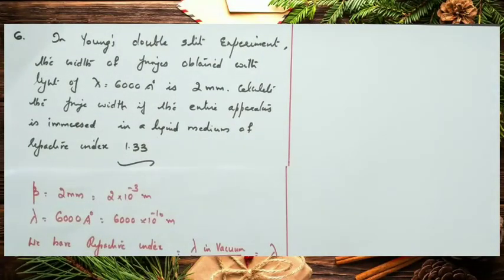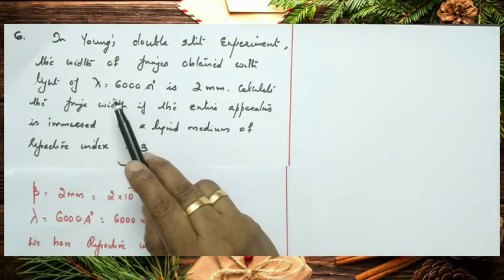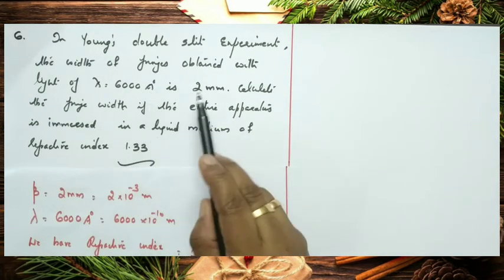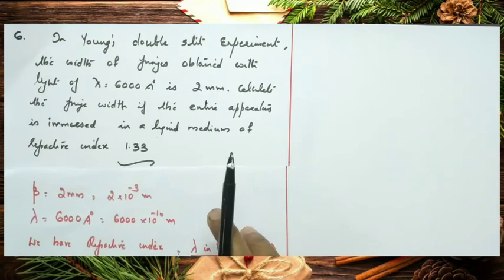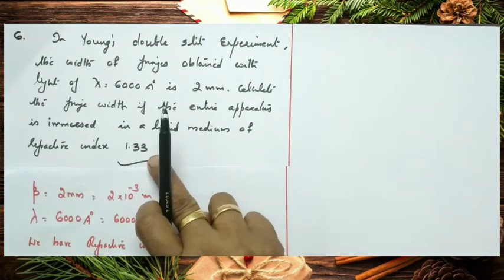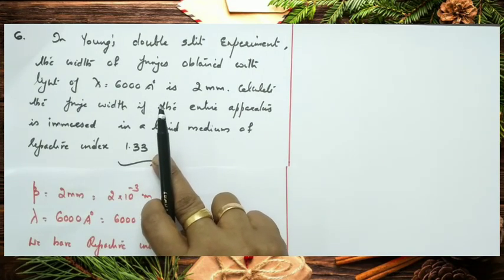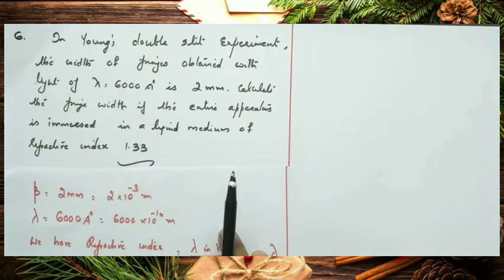Now, we move on to the next question. In Young's double slit experiment, the width of fringes obtained with wavelength 6000 angstrom is 2 mm. Calculate the fringe width if the entire apparatus is immersed in a liquid of refractive index 1.33. So, in air, the wavelength of light is 6000 angstrom and the fringe width is 2 mm. 1.33 refractive index is water. If the whole apparatus is immersed in water, what happens to the fringe width? That is the question.